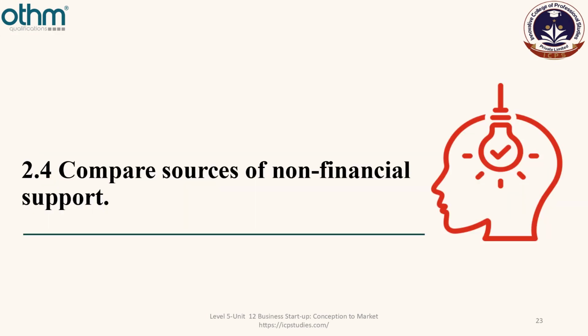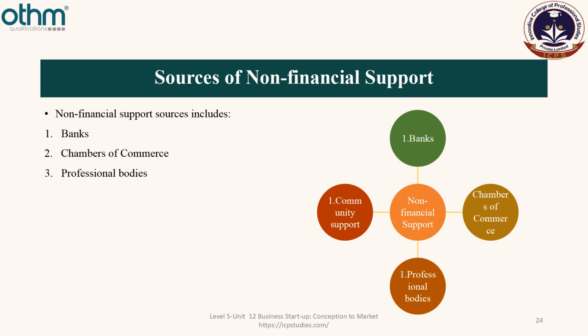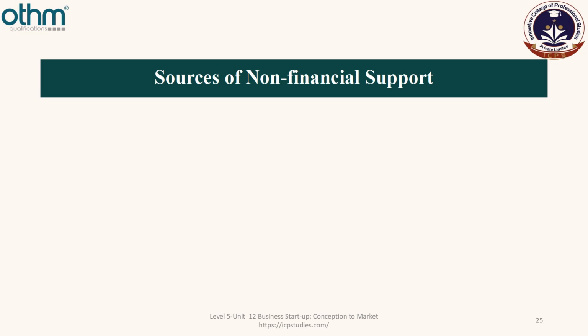Now we have the fourth assessment criteria, in which we try to compare the sources of non-financial support. So there are different sources of non-financial support. First, we have banks, then we have chamber of commerce, then we have professional bodies, and at last we have community support. Now we will discuss them one by one.